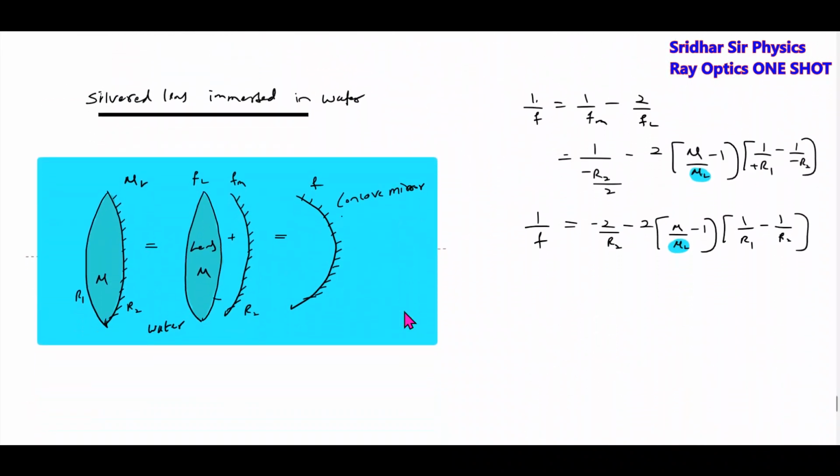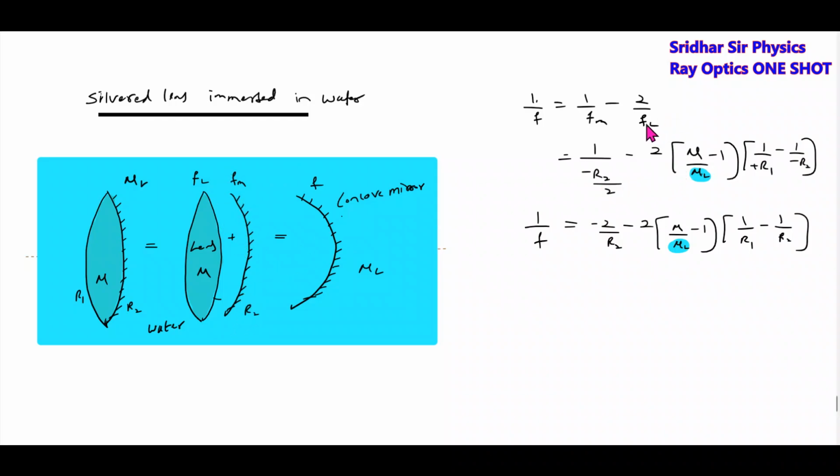Then a silvered lens immersed in water. I'll immerse this in water. In that case, I'll assume the silvered lens is made up of lens plus mirror. What about this lens? This lens is immersed in water. Then again the formula will be 1 by fm minus 2 by fl. Fm is half of the radius of curvature, r2 by 2.